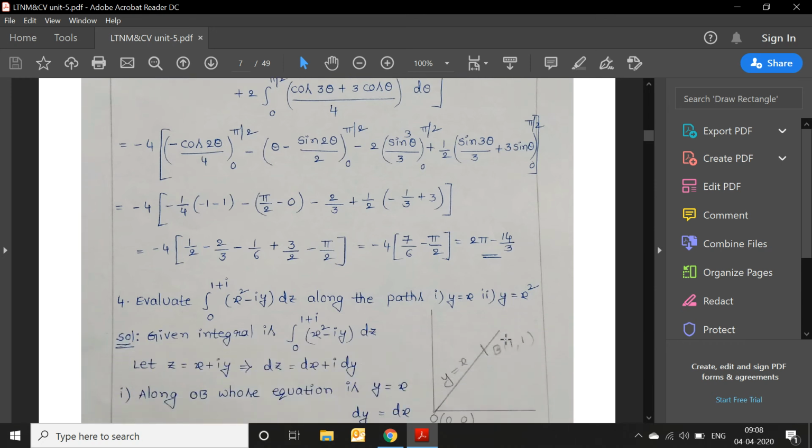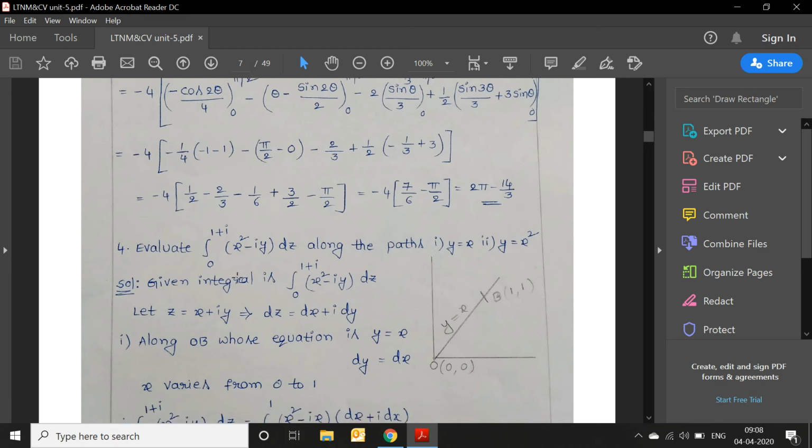The next sum in line integration is: evaluate the integral from 0 to 1 plus i. Here they gave the limits directly in the x plus iy form, 0 to 1 plus i, of x square minus iy dz along the path y is equal to x. Y is equal to x is a straight line passing through the origin, and y is equal to x square is a parabola symmetrical about the y-axis. Next, the given integral is the integral 0 to 1 plus i of x square minus iy dz.